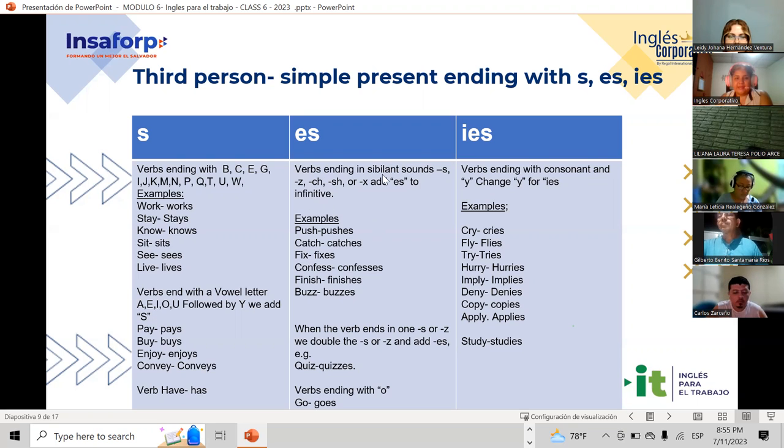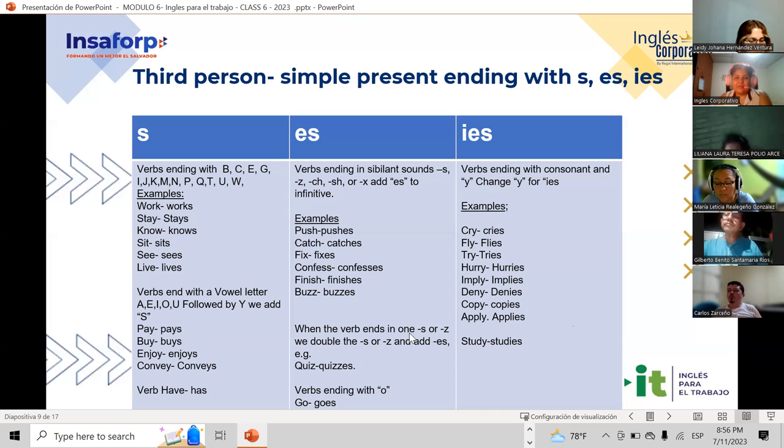And now the verbs ending in the sibilant sounds S, Z, CH, SH, or X, we are going to add the letters ES. Okay. For example, push, pushes. Cash, cashes. Fix, fixes. Confess, confesses. Finish, finishes. Bus, buses. Okay.